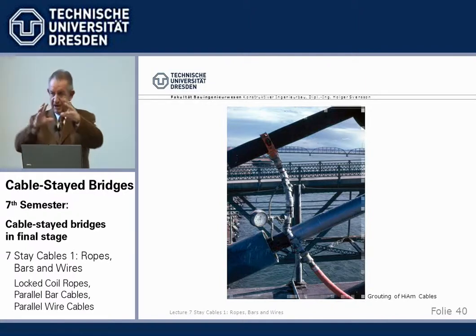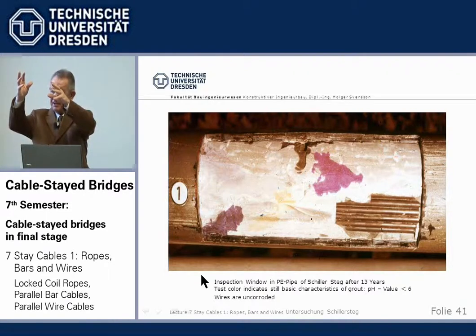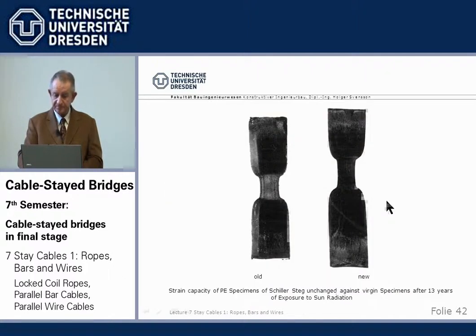Initially, the outer PE pipes were cement grouted like tendons, as shown here. For example, in this Schillersteg bridge, after 15 years, windows were cut into the PE pipe at the upper end. It was all filled. It was still alkaline, so the corrosion protection characteristic of the grout was there. The wires were not corroded.